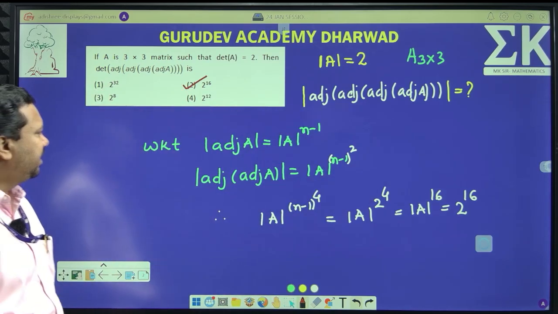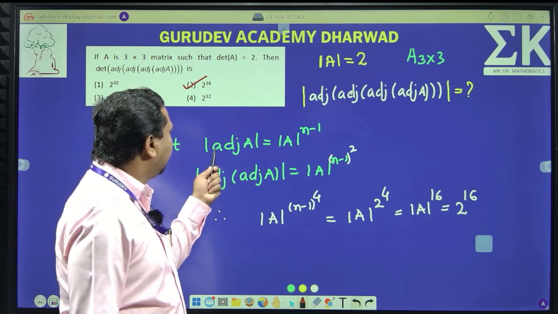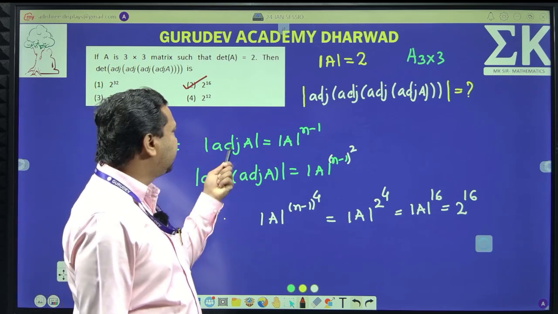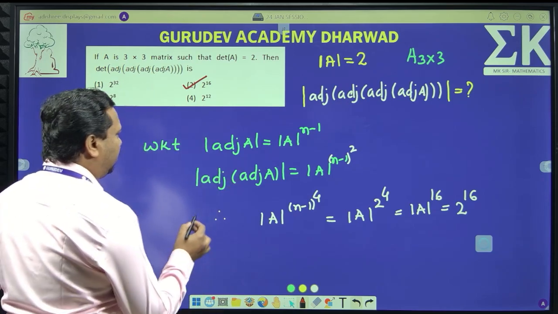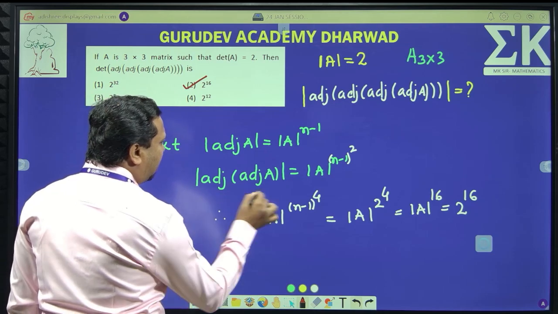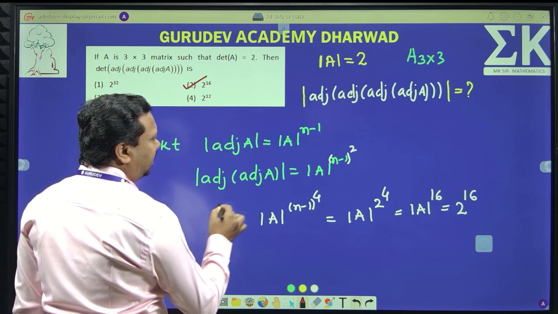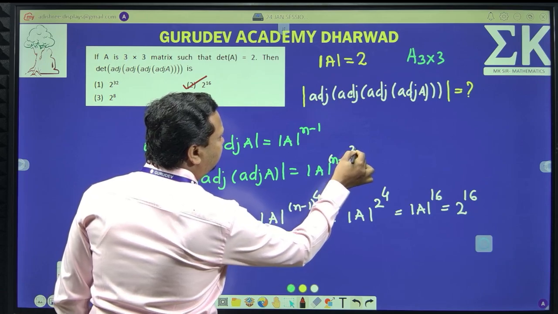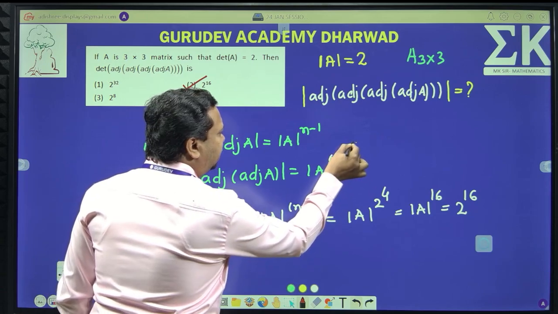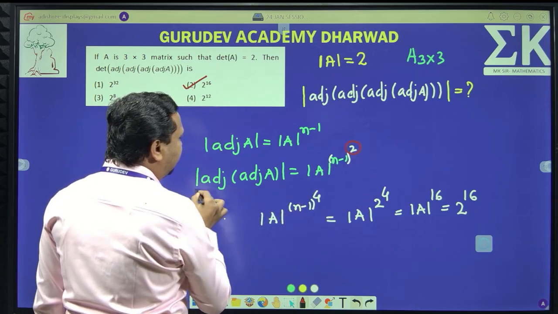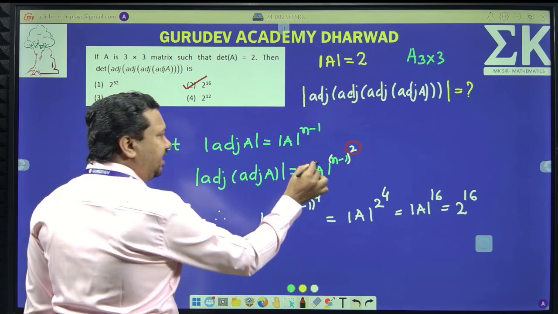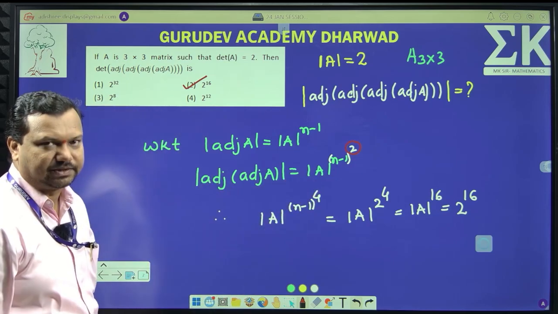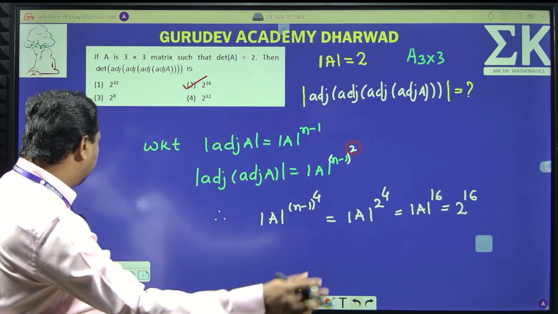So always remember the determinant of r times adjoint of A. Please take a note. The determinant of r times adjoint of A is always equal to determinant of A to the power n minus 1 whole to the power r. Here r defines how many times adjoint is repeated, and n defines the order of the matrix. Clear? I hope you understood this. Let's go for the next one.